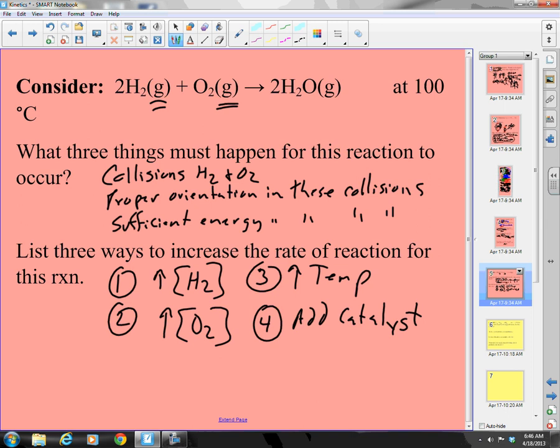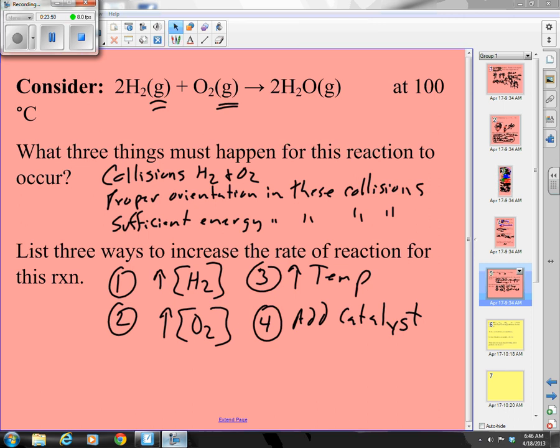All right, well, that's kind of the basics of kinetics. Let us stop here, and next time we'll start talking about exothermic and endothermic.